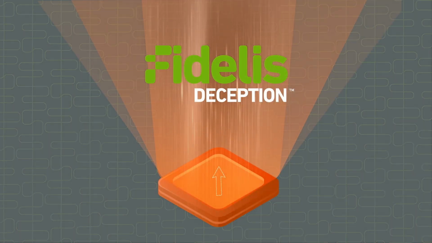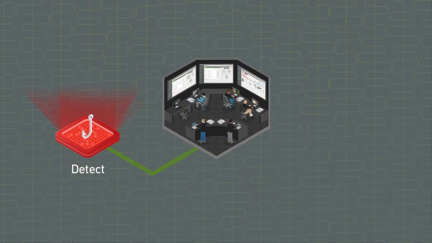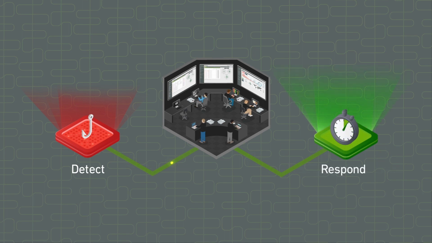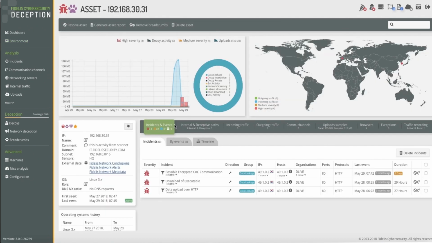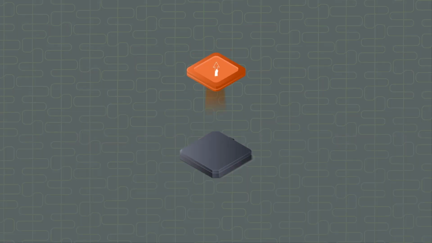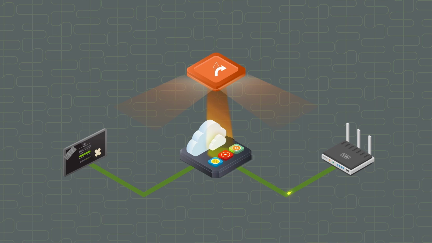Fidelis Deception turns the tables on your adversaries by quickly detecting post-breach attacks and dramatically reducing dwell time before your sensitive data is stolen. Fidelis automatically discovers all network assets without deploying agents, providing visibility into blind spots such as shadow IT, homegrown applications, and enterprise IoT devices.